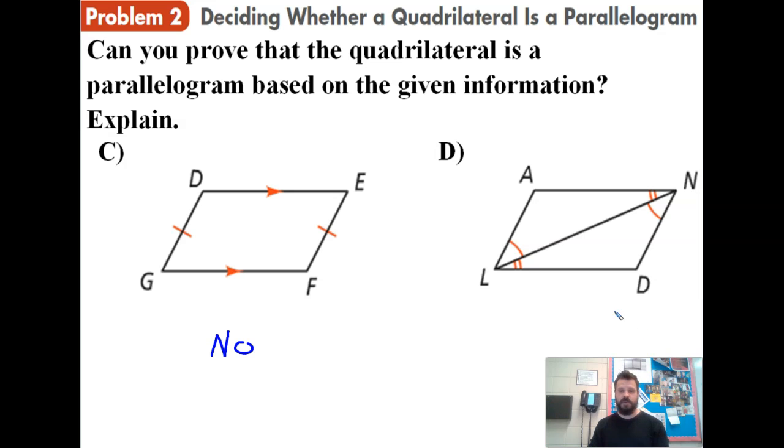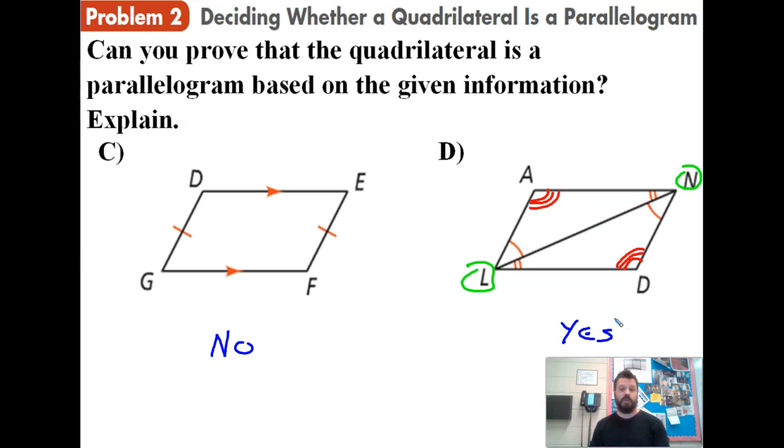Okay, D, the last one. Looks like this one deals with angles. I'm going to say yes for this one, because it looks like L and N, a set of opposite angles, are congruent. And I know that because they're both made up of the same two congruent angles, the single arch angle and the double arch angle. And now with this one, I also need to know if the other set of opposite angles are congruent, A and D. I'm going to say in this case, I do know they're congruent.